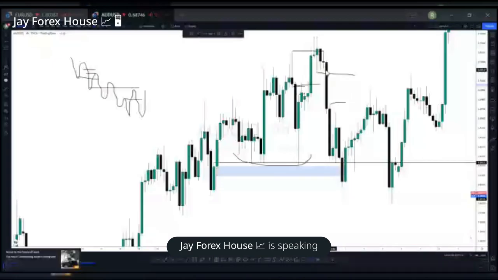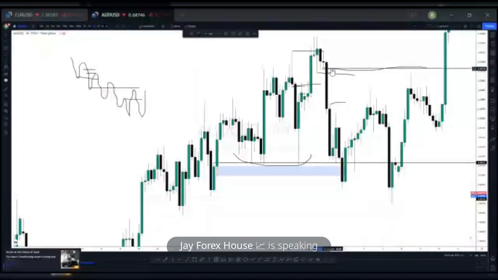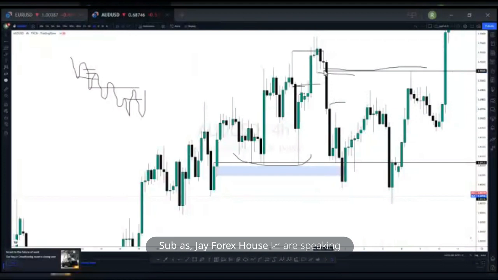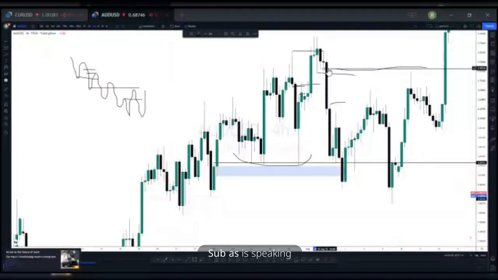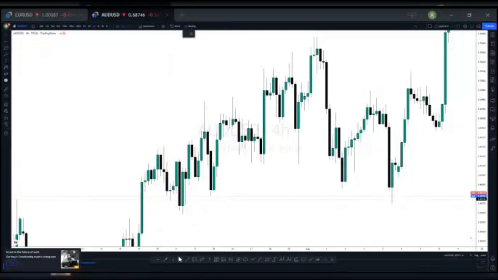Look over here. This came up to the fair value gap. Okay, since this was filled, what happened? Sorry, that's not the gap. Let me do that again. Look at this.